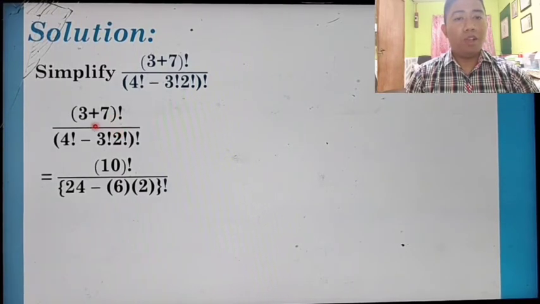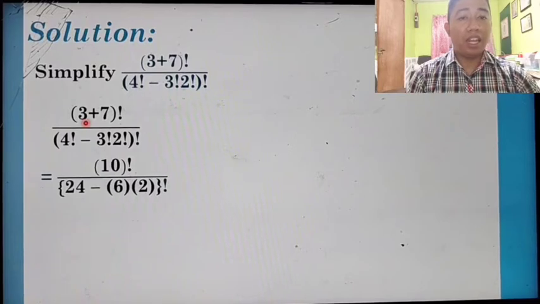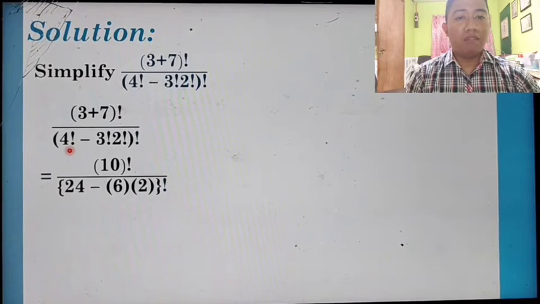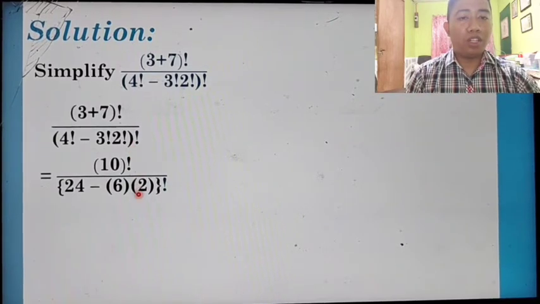You will perform first the inside of the parentheses by adding the numerator part. So 3 plus 7, so we get 10. Then copy the factorial symbol. All over, you will express these factorial values simultaneously. So we get 4 factorial, which is 24, minus, we all know that 3 factorial is equal to 6, and 2 factorial, which is 2.